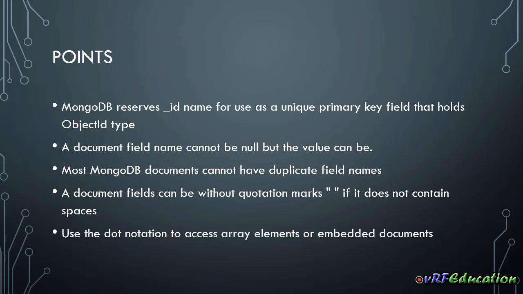But if you are forced to use a space in the field names, you need to use double quotation around the field names. And also, if you want to access an item inside a document, we can use dot notation, and it's very cool to use dot notation to access items inside an array, and we will see it very soon.